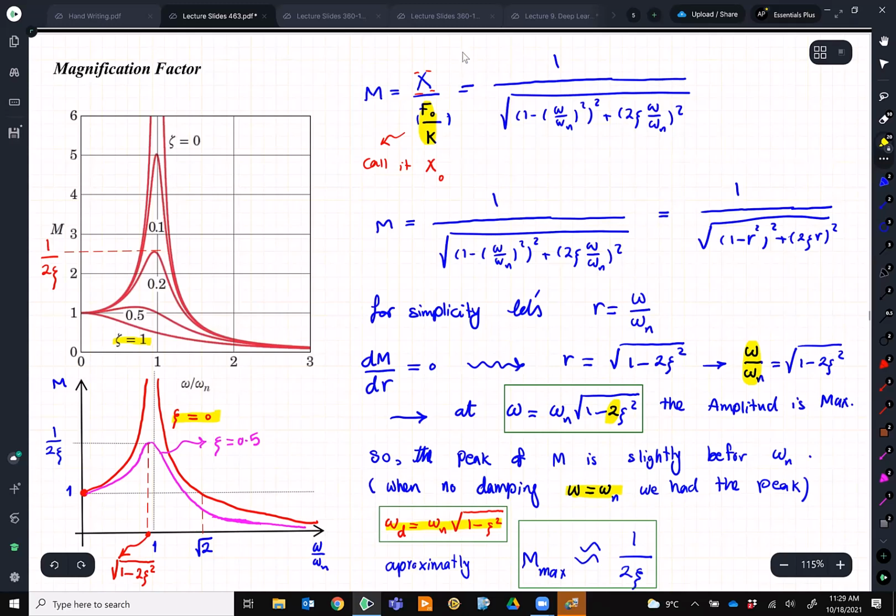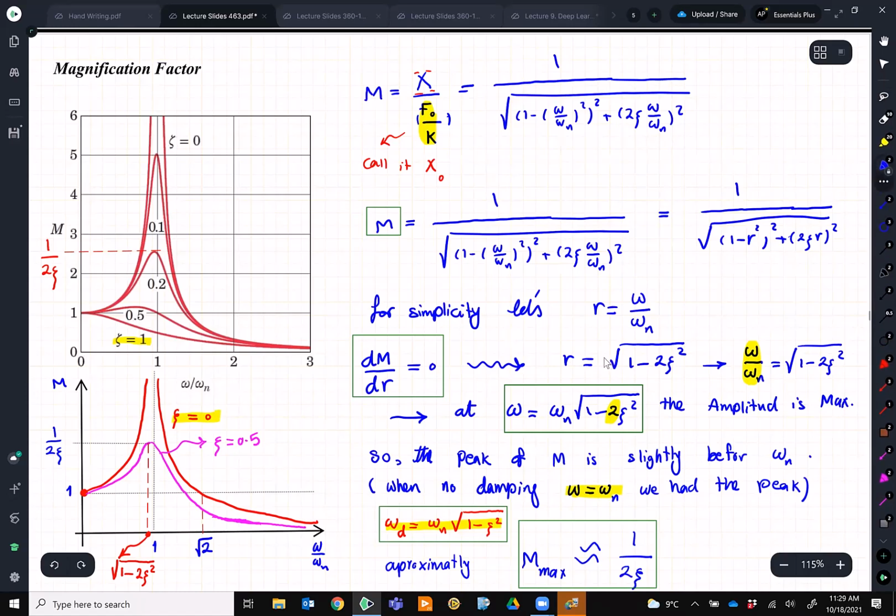Okay, let's see any question in the chat. So how did we get omega over omega n? We take the derivatives. You can try it as well. We were interested to find the maximum of this function, right? If you want to find the maximum of this function, what do you do? You take the derivatives, you set it equal to 0, and then you will find r.